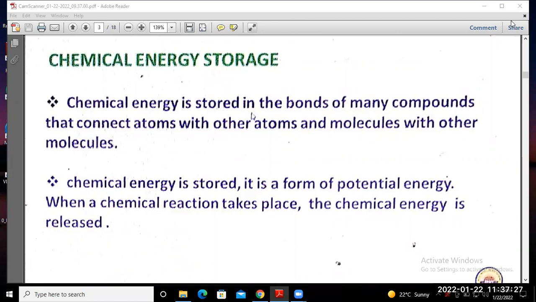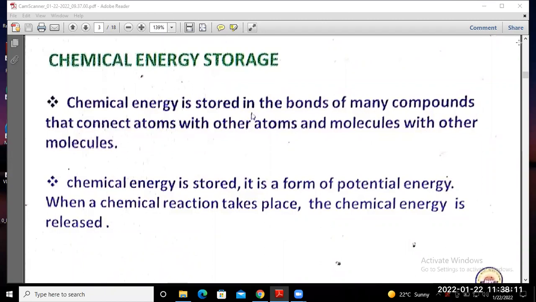Okay, so chemical energy is stored in the bonds of many compounds that connect one atom with another atom and one molecule with other molecules. So the chemical energy is stored in the form of potential energy, and when a chemical reaction takes place, the chemical energy is released. That energy may be used for various applications, either as light or for other purposes such as heat.